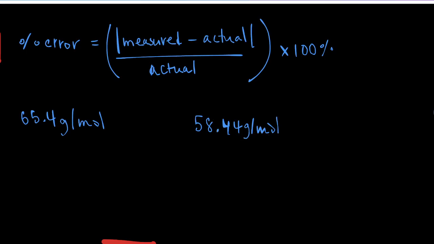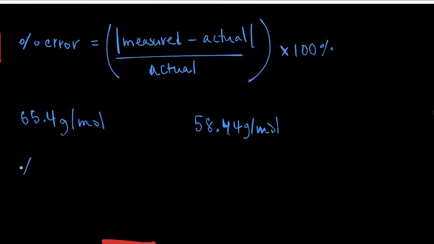Now, if this is the value that they calculated, and this is the true molar mass, can you take a minute to figure out what the measured and what the actual is going to be in this problem? Well, I'll assume you took a minute. The measured is going to be 65.4, and your actual is going to be 58.44. So hopefully you got that correct.